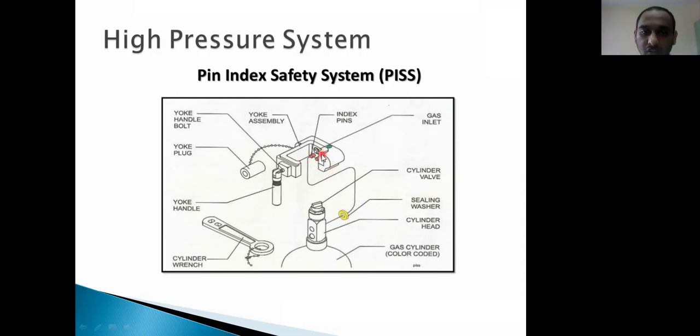So the other components of the yoke assembly include the yoke handle bolt, the yoke plug, the yoke handle which you rotate to tighten the grip around the cylinder stem, and the cylinder wrench which is used to open the cylinder valve. So we open the cylinder valve first, then connect the cylinder to the yoke assembly, tighten the yoke handle and form a good seal. Then from the gas inlet the gas will flow to the pressure gauge and the pressure reducing valve.